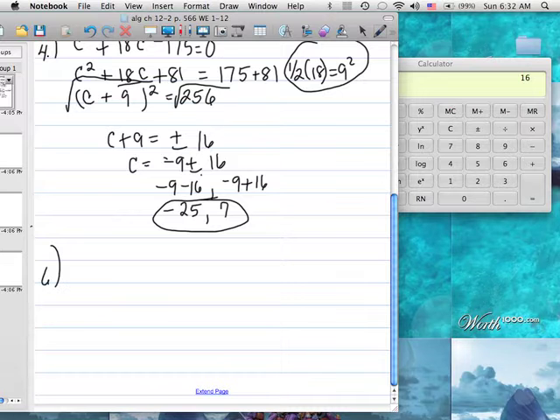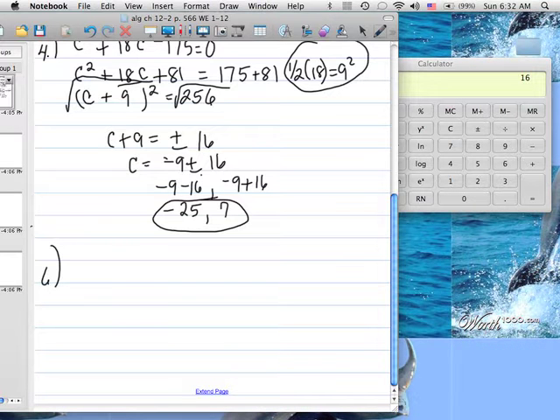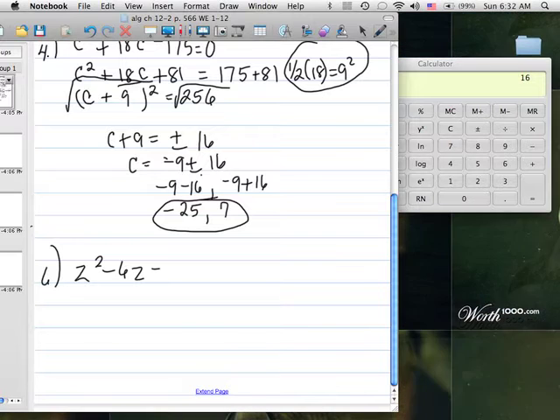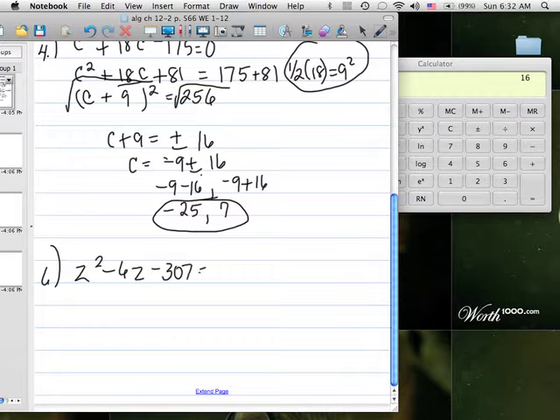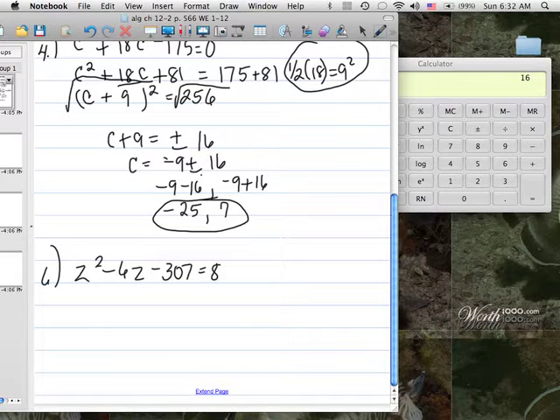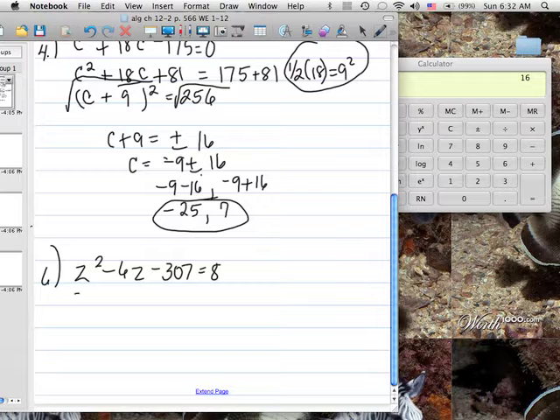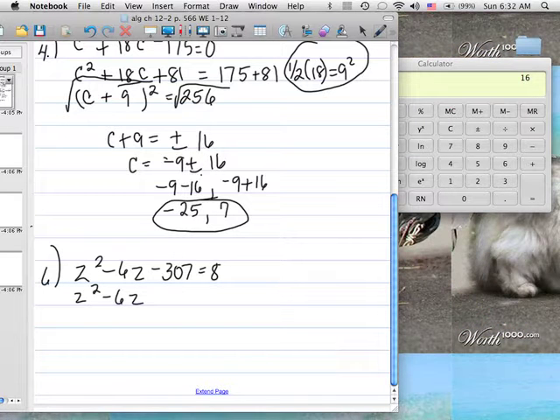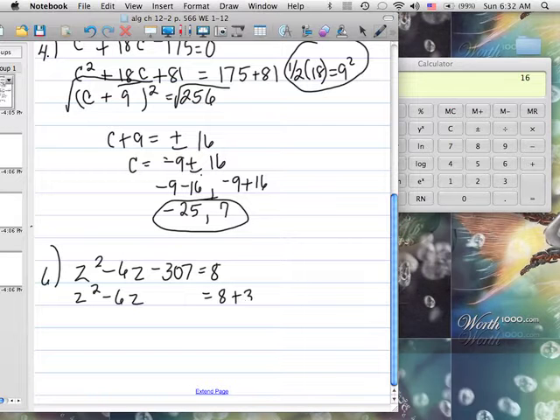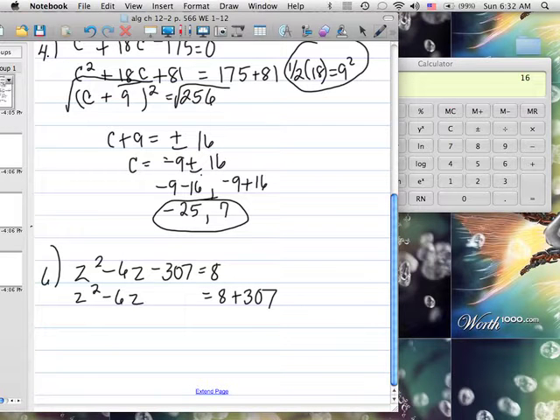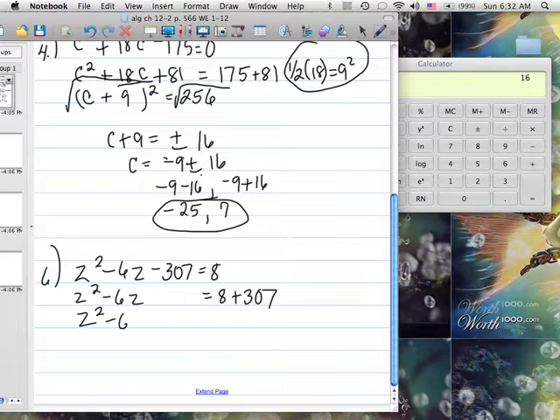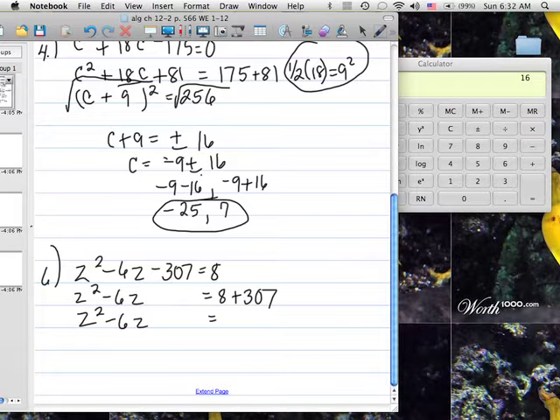Number 6, we have z squared minus 6z minus 307 equals 8. Well, negative 307 is not a perfect square, so I need to remove it from this side. I can do that by adding 307 to both sides. So now I have z squared minus 6z equals 315.